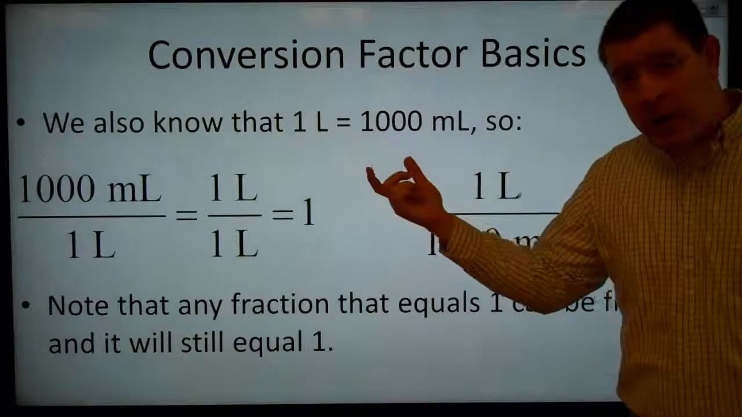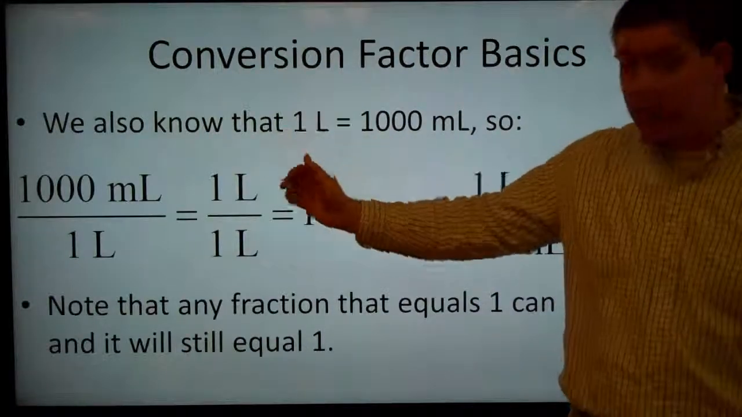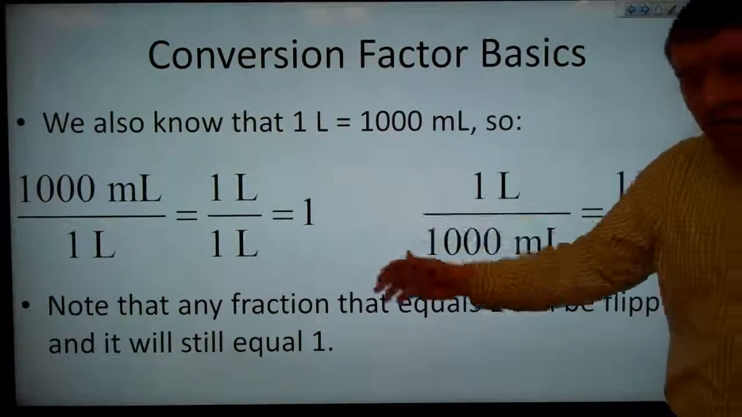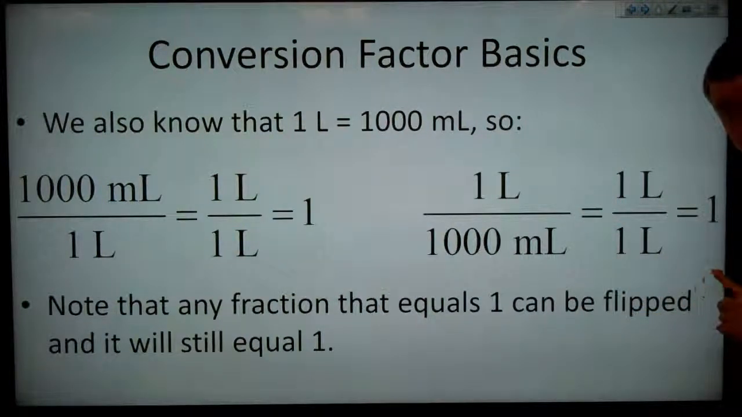But we also know that 1 liter is equal to 1,000 milliliters. So we can say 1,000 milliliters divided by 1 liter equals 1 liter over 1 liter, and that's equal to 1. And 1 liter divided by 1,000 milliliters is equal to 1 liter over 1 liter, which is equal to 1.